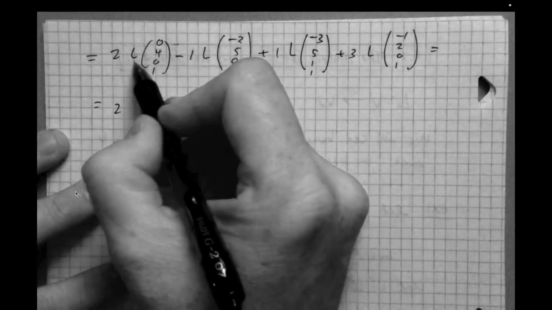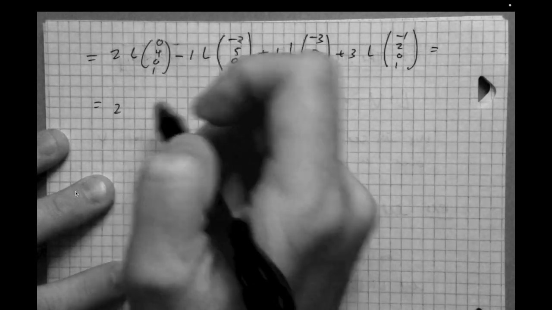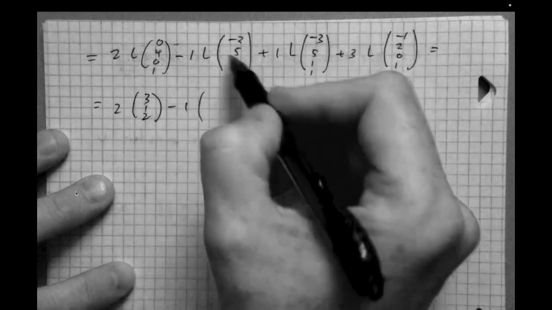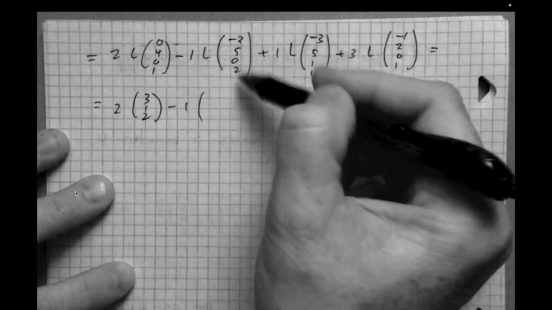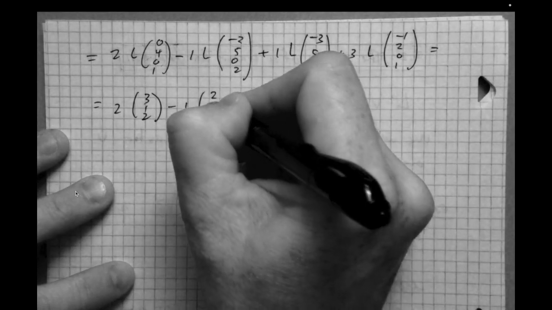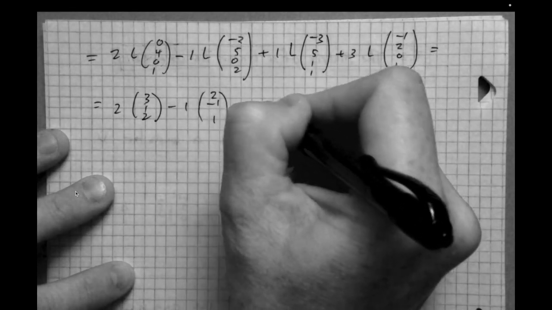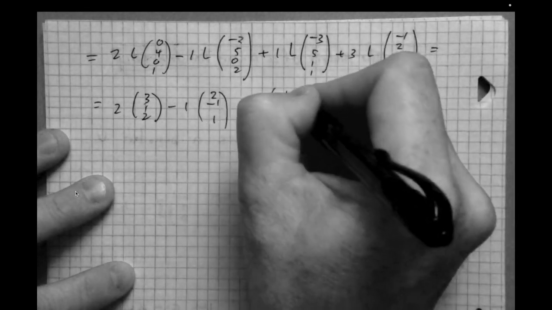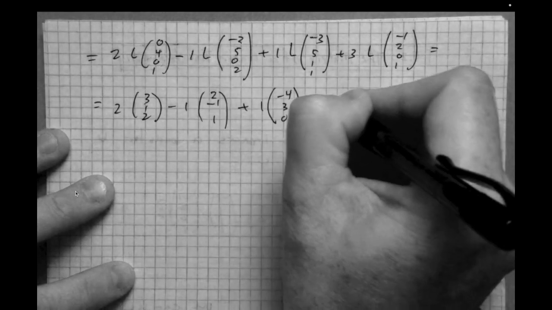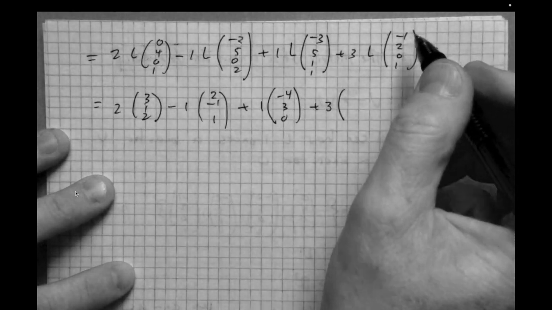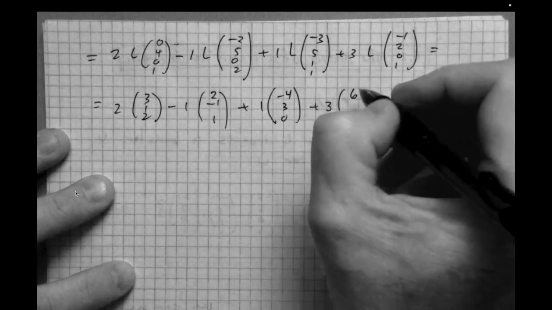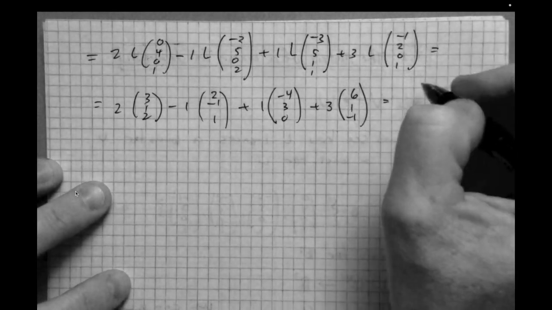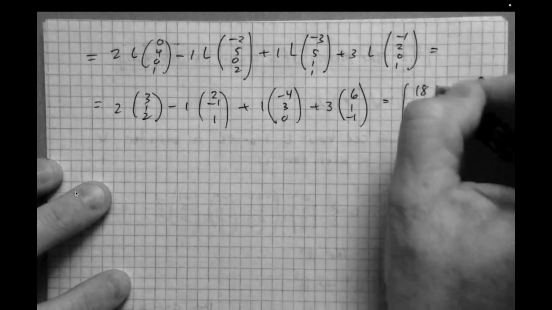And so we saw that the linear transformation of (0, 4, 0, 1) was equal to (3, 1, 2). And the linear transformation of (-2, 5, 0, 2), the second basis vector, was equal to (2, -1, 1). And this one here, under the linear transformation, was (-4, 3, 0). And finally, the last one was (6, 1, -1). Okay, and so altogether, this was (18, 9, 0).